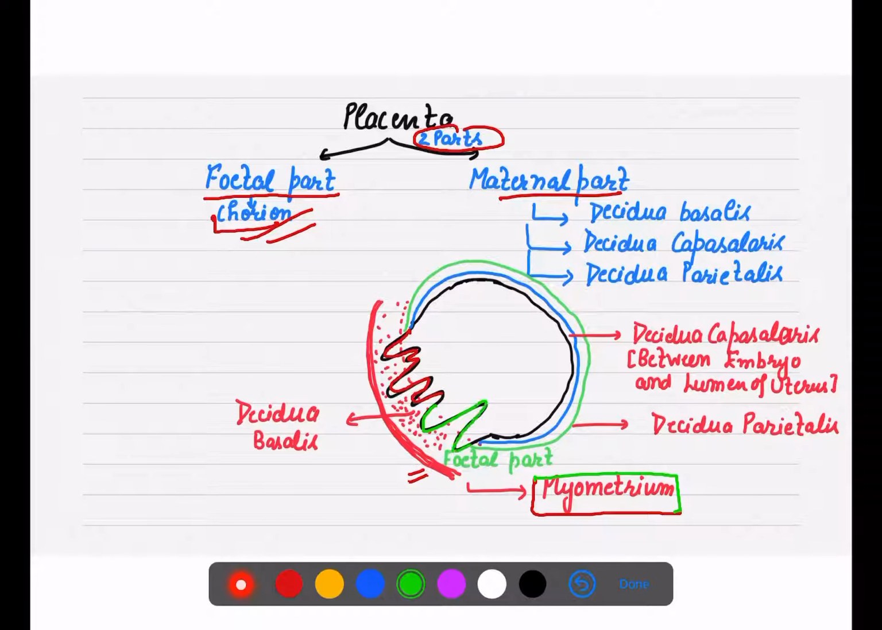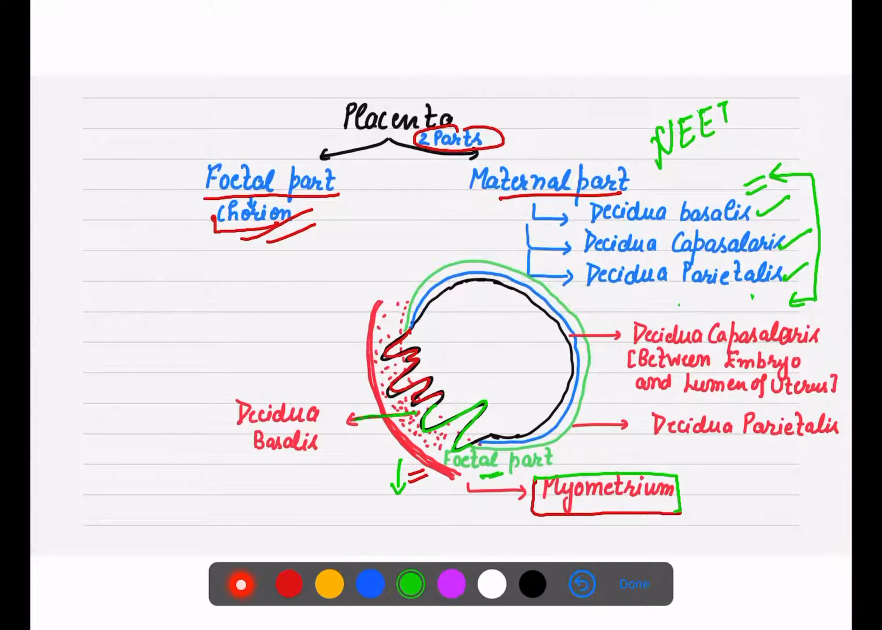These chorionic villi, this is the fetal part and this side is the maternal part. Now for your NEET preparation, you need to know that the maternal side of the placenta has three layers: decidua basilis, decidua capsularis, decidua parietalis. These are not mentioned in your NCERT, but you need to understand them. Just understand their position, that's it.